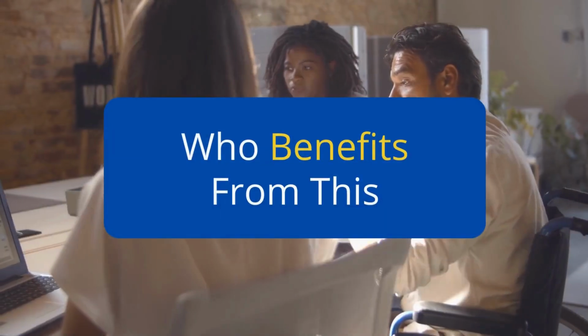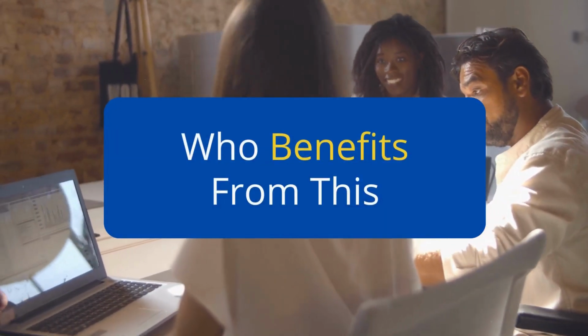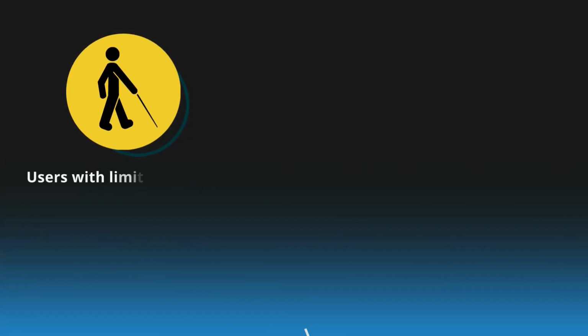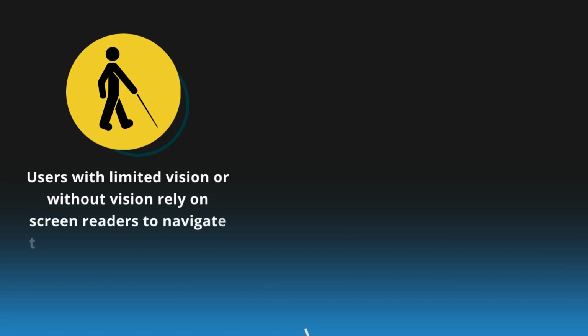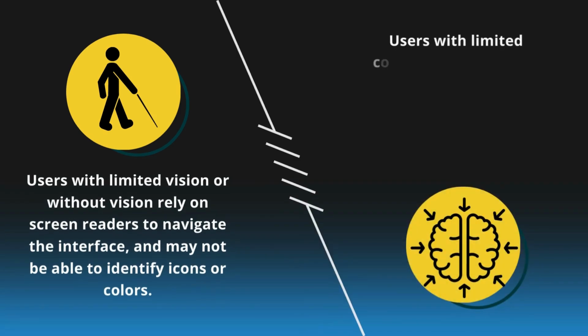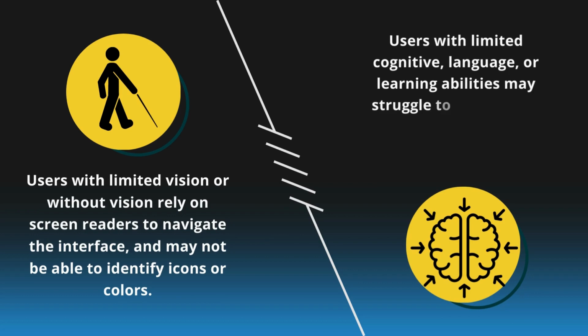But why do we need this? And who are the individuals impacted by this? Well, users with limited vision or without vision rely on screen readers to navigate the interface and may not be able to identify icons or colors. And users with limited cognitive language or learning abilities may struggle to understand error icons or color indicators.